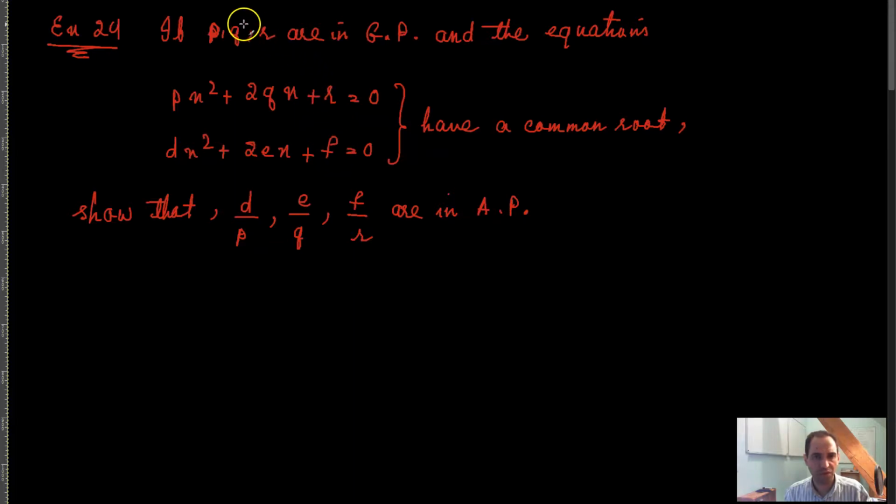Right? Now we already know that P, Q, and R are in geometric progression, and so we know that these two equations have a common root, right? So based on that, if we can of course prove this, we could conclude that D by P and E by Q and F by R are in arithmetic progression, which is an interesting situation, really.